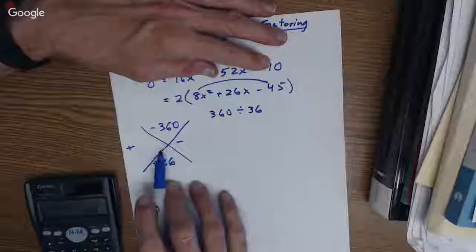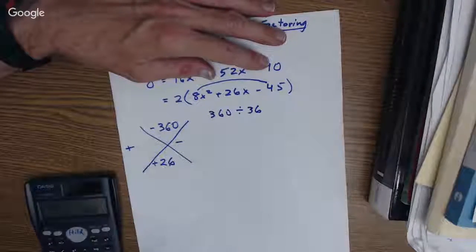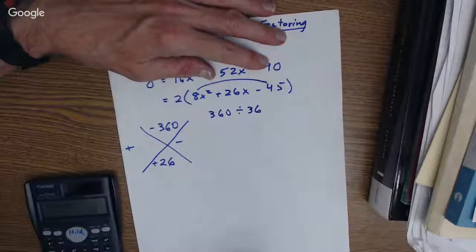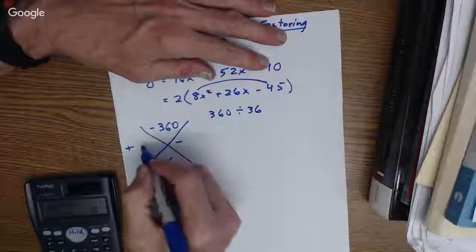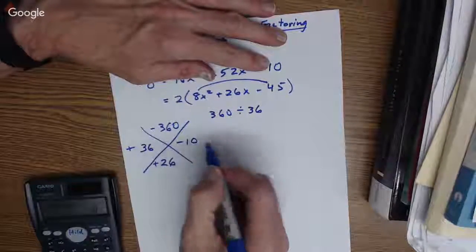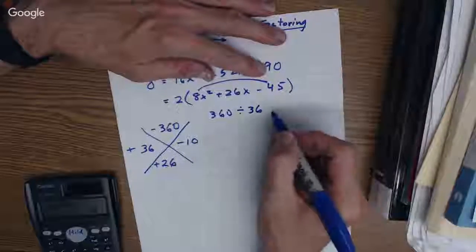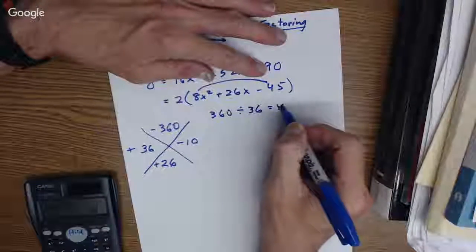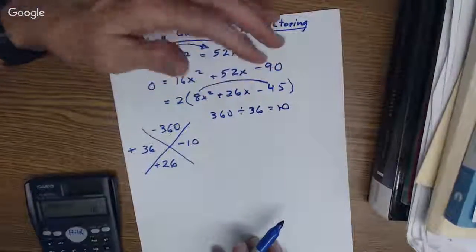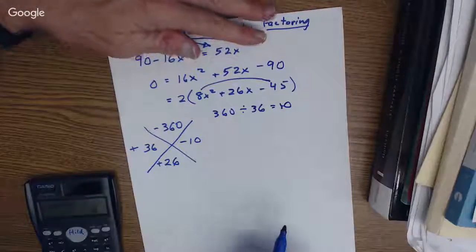Because 360 divided by 36 is going to be 10. 36 take away 10 is going to equal positive 26. So my first guess, I got it right. That happens sometimes. I was lucky.